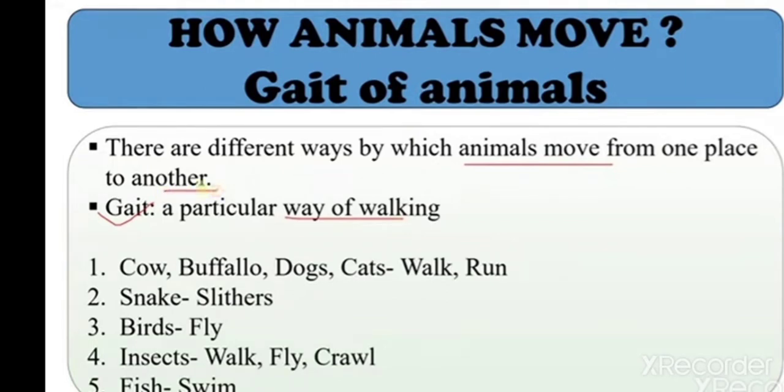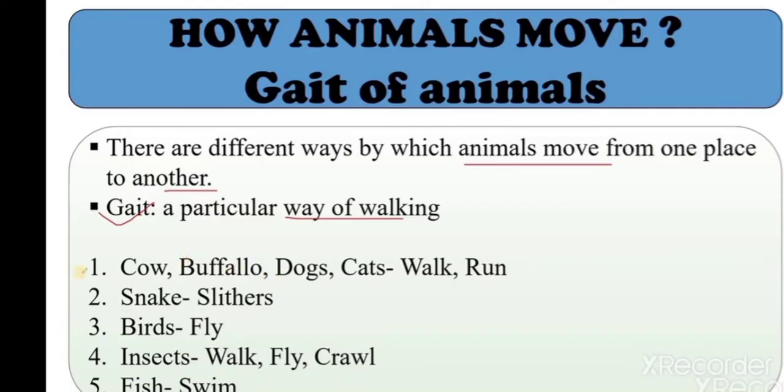If we talk about human beings, it's quite simple. We use our legs to move from one place to another. Cows, buffaloes, dogs and cats walk and run to move from one place to another. A snake slithers. Birds fly. Insects walk, fly and crawl, right? Now fishes swim and move from one place to another.